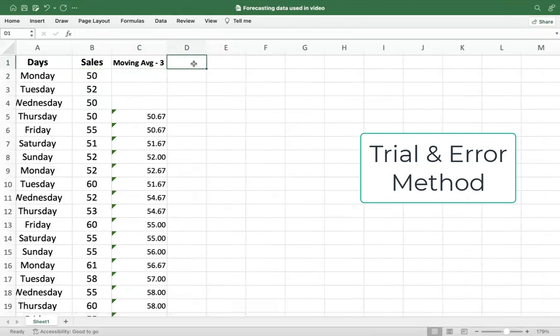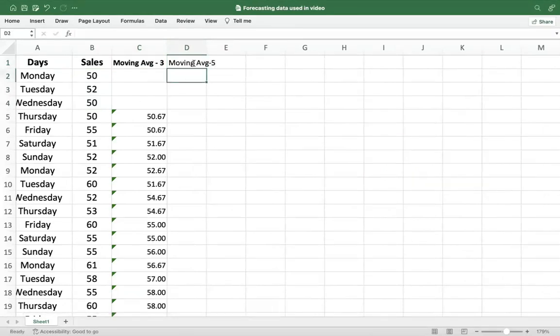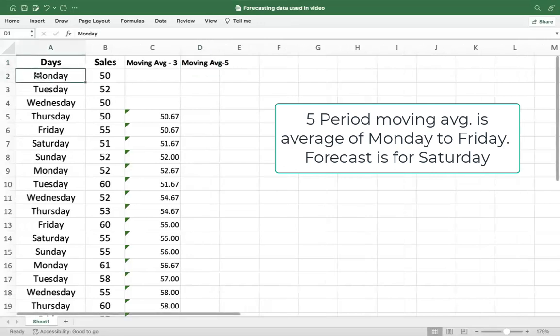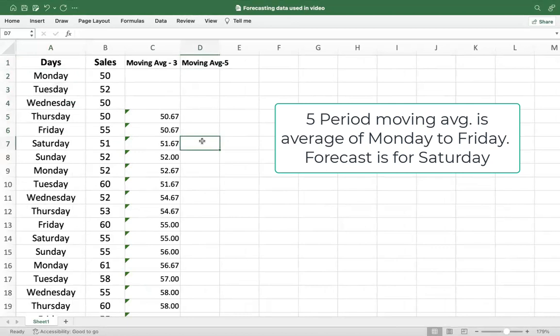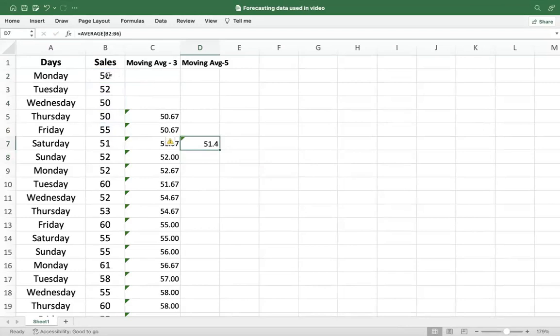What will be our 5-period moving average? 5-period moving average means that I will be taking the average of 5 periods. So what are those 5 periods? 1, 2, 3, 4, 5. So these are 5 periods. And therefore, my first forecast will be for Saturday. So I will select this cell, and then I will use the same method, is equal to average, and average of the first 5, 1, 2, 3, 4, 5, and hit enter, and this is the average of the first 5 values.